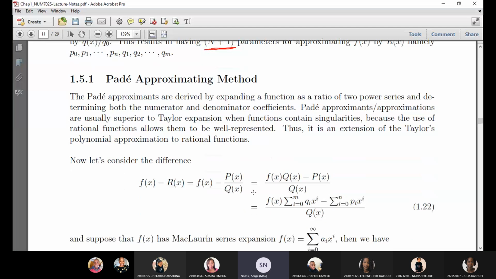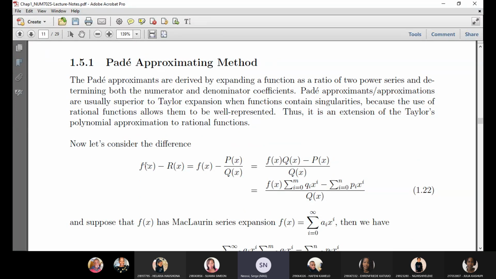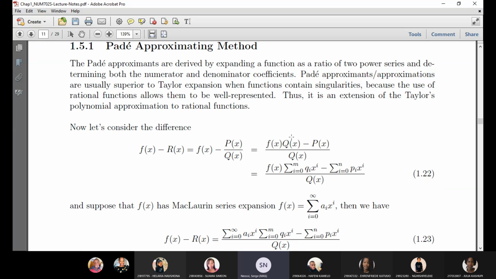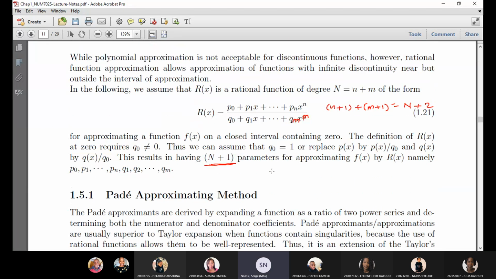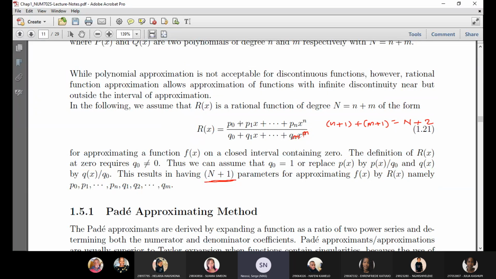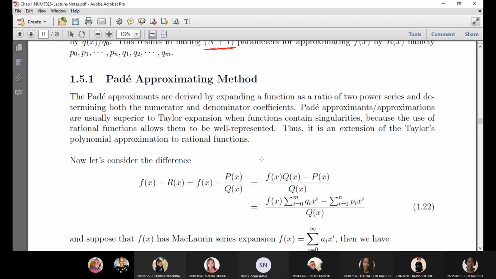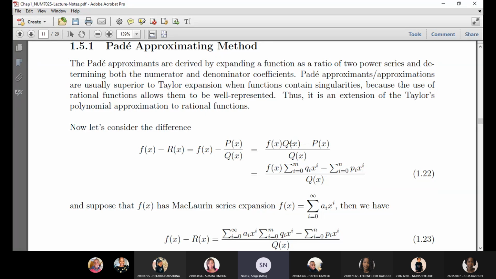Now, how do we proceed? First of all, we compute the difference, f(x) minus R(x). So it gives us this one. Then we cross multiply to obtain the same denominator. Now, if we replace Q and P by their respective values given here in equation 1.21, we can write this as a general polynomial, that is using the summation. So if we substitute the expression of Q and P, this is what we get.